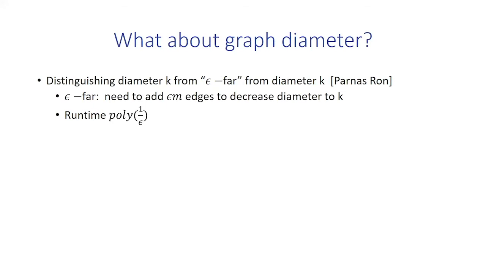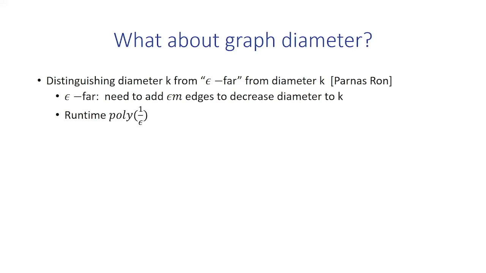Let me return to the first question we talked about in the beginning, which is the graph diameter question. I'm not going to show it here. I always give it for homework, so you can think of it as homework if you want, but I'm not going to check it. What Parnas and Ron showed is that you can distinguish diameter K graphs from graphs that are epsilon far from diameter K graphs, and I'll describe what I mean by epsilon far in a minute, in time polynomial in 1/ε.